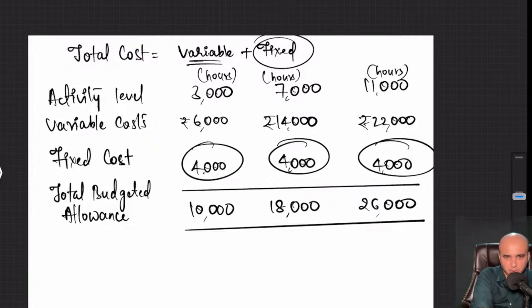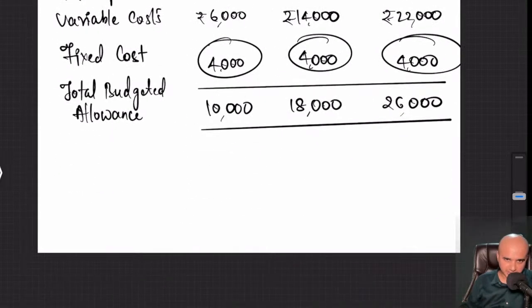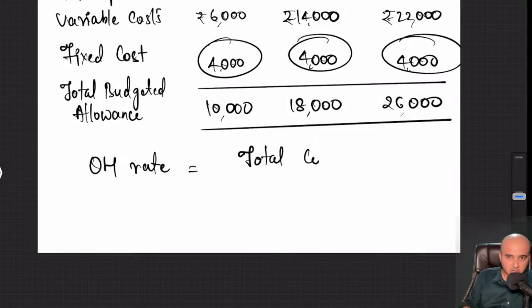Now, are we done with the problem? Unfortunately, no. We are yet to find out something else. Let me go back to the problem and see what exactly is asked. They have asked us to calculate the normal capacity level on the basis of which the standard overhead rate has been worked out. Let me write down: overhead rate is nothing but total cost divided by hours.